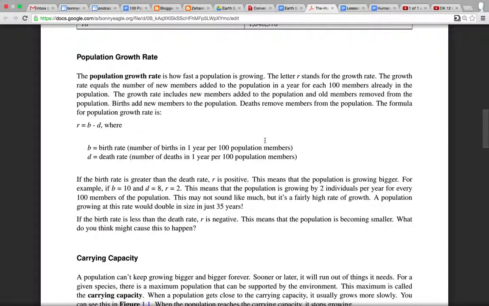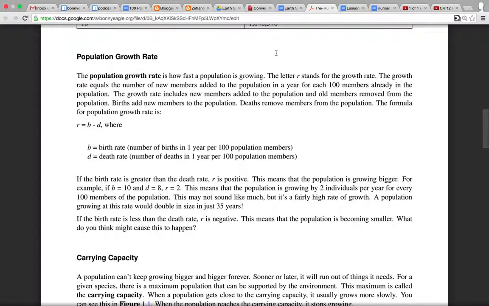If the birth rate is greater than the death rate, R is positive. This means that the population is growing bigger. For example, if birth is 10 and death is 8, then the rate of growth is 2. This means that the population is growing by 2 individuals per year for every 100 members of the population. This may not sound like much, but it's a fairly high rate of growth. A population with this growth rate would double in size in just 35 years. If birth rate is less than death rate, R is negative. This means the population is becoming smaller. What do you think may cause this to happen?